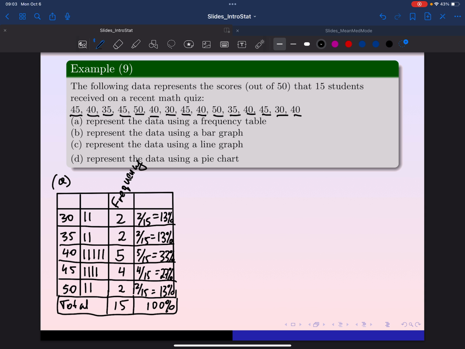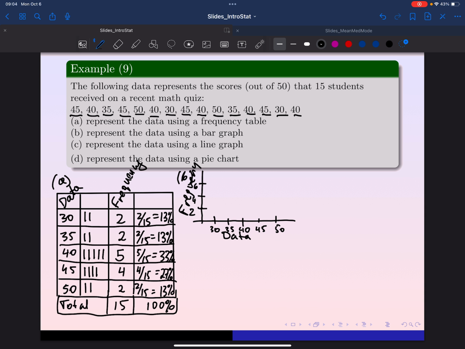So part B, we need to draw the bar graph. So the data, here is my data. The data, we need to mark it always on the bottom. Here is my data. So we had 30, 35, 40, 45, and 50. And here would be my frequency. We have 2, 4, 6, 2, 4, 6.